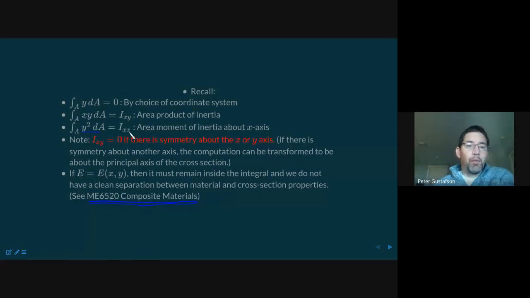The other one, and we're going to get to this later, but since you asked, I will certainly highlight it right now. The IXY term, when it is non-zero, it is zero sometimes, but when it is non-zero, this ends up being a coupling term between bending about one axis and bending about the other axis. So that's the big answer. That's the most important answer.